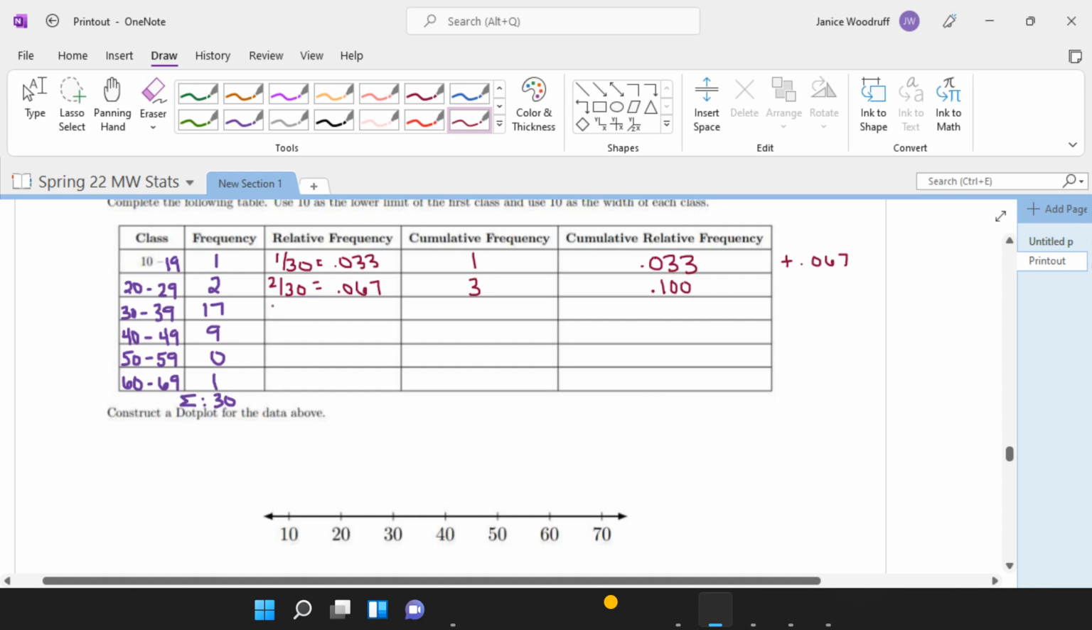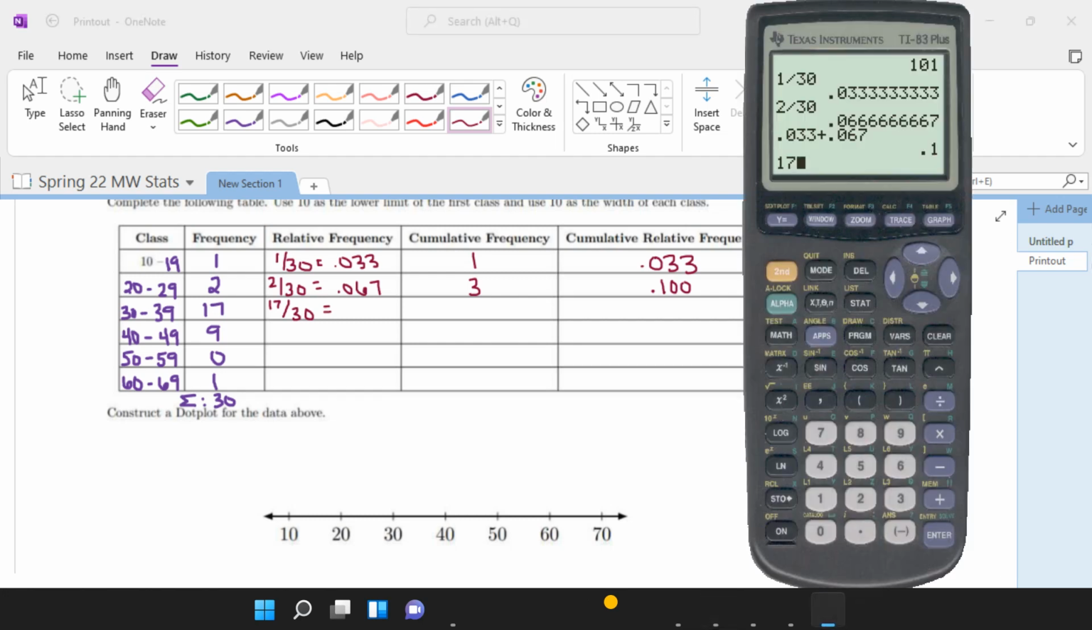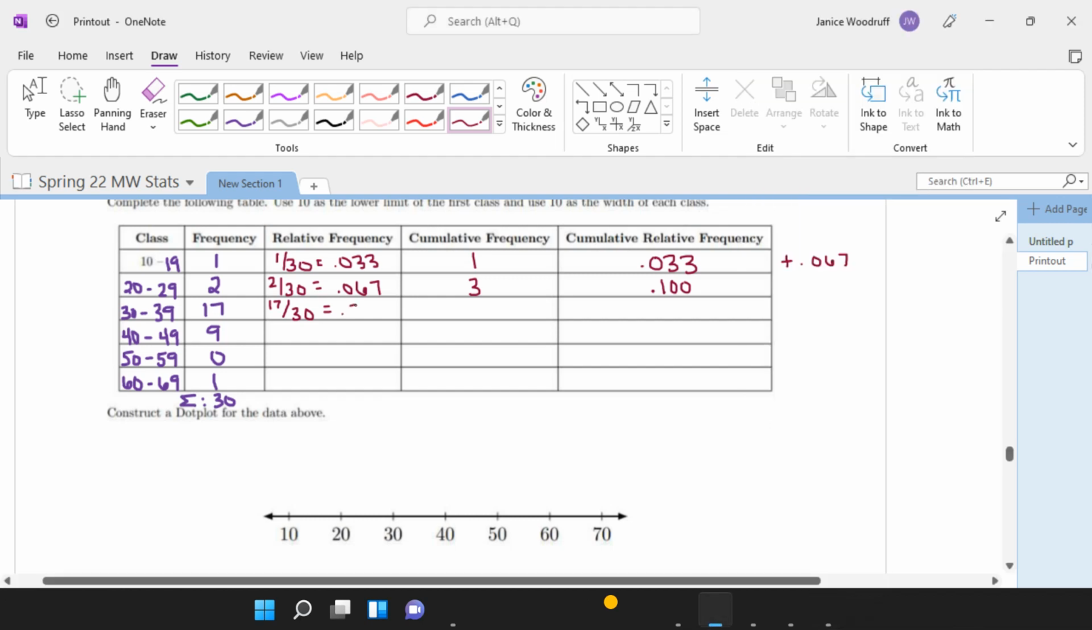Then the next class, 30 to 39 minutes, you have 17 divided by 30. So let's see what that gives us. 0.566, so we'll round that to 0.567. For the cumulative frequency, I would add the 17. So 3 plus 17 gives us 20. Remember, you're just adding the previous values. This was 1 plus 2.